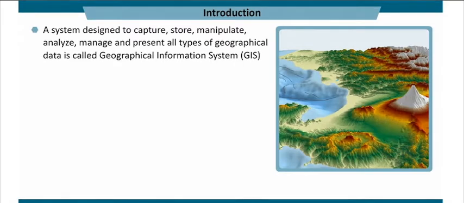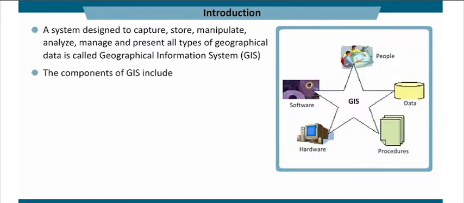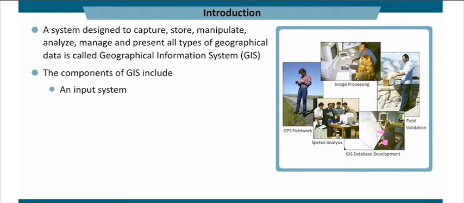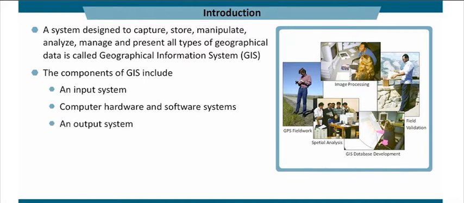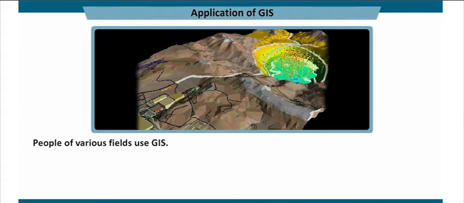A system designed to capture, store, manipulate, analyze, manage, and present all types of geographical data is called Geographical Information System, GIS. The components of GIS include an input system that uses and analyzes the collected data for some purposes, computer hardware and software systems that store the data for management and analysis and display products of data manipulation on a computer monitor, and an output system that creates hard copy of maps, images, and other types of output. People of various fields use GIS.